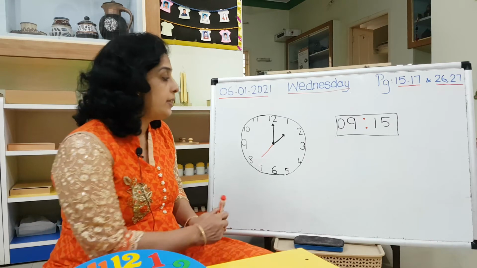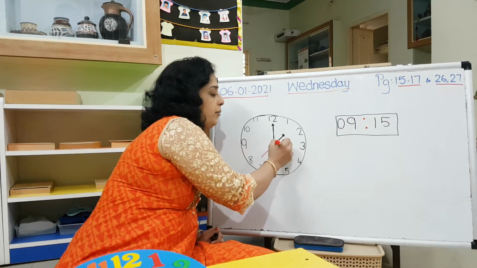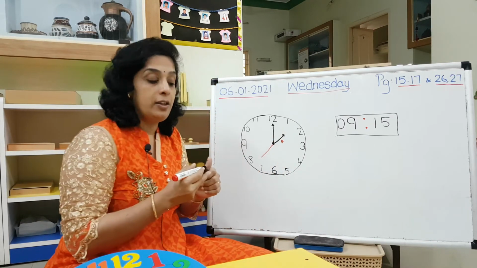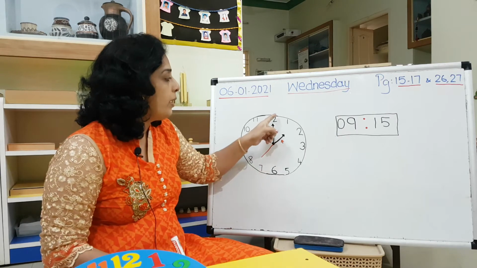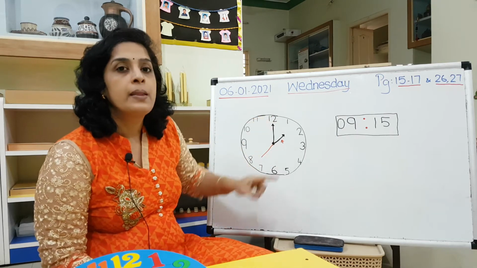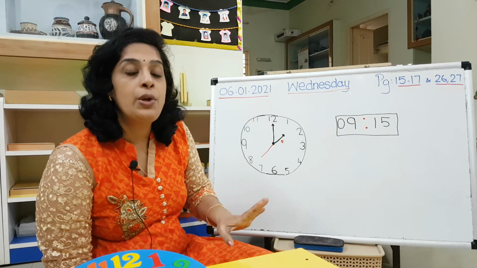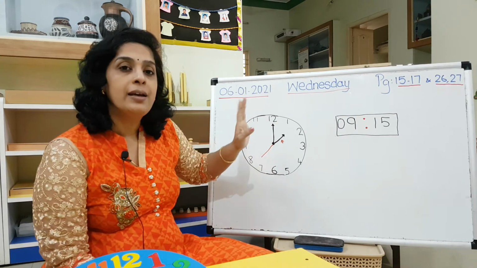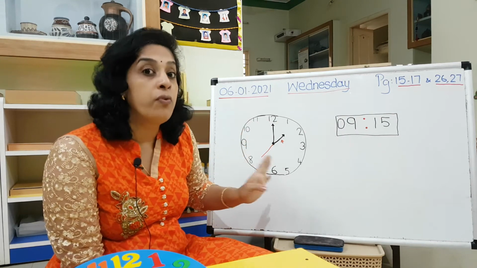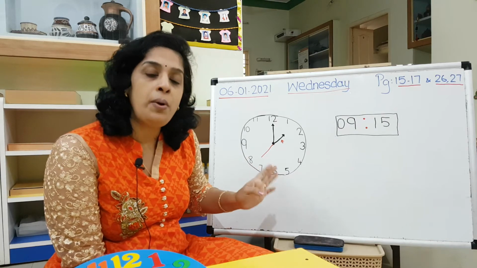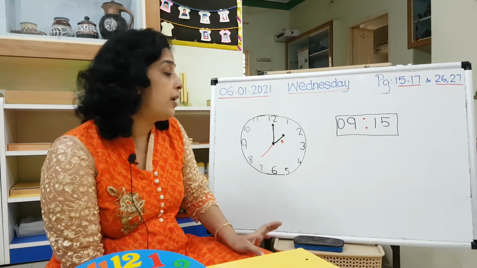If the small one is pointing to 12, it will be midnight. You got it? So that is about the hour's hand. I am talking about the hour's hand, the small hand. When it goes one full circle, half a day, that is till noon, and one more circle it makes, it is the full day, which is up to midnight, middle of the night.